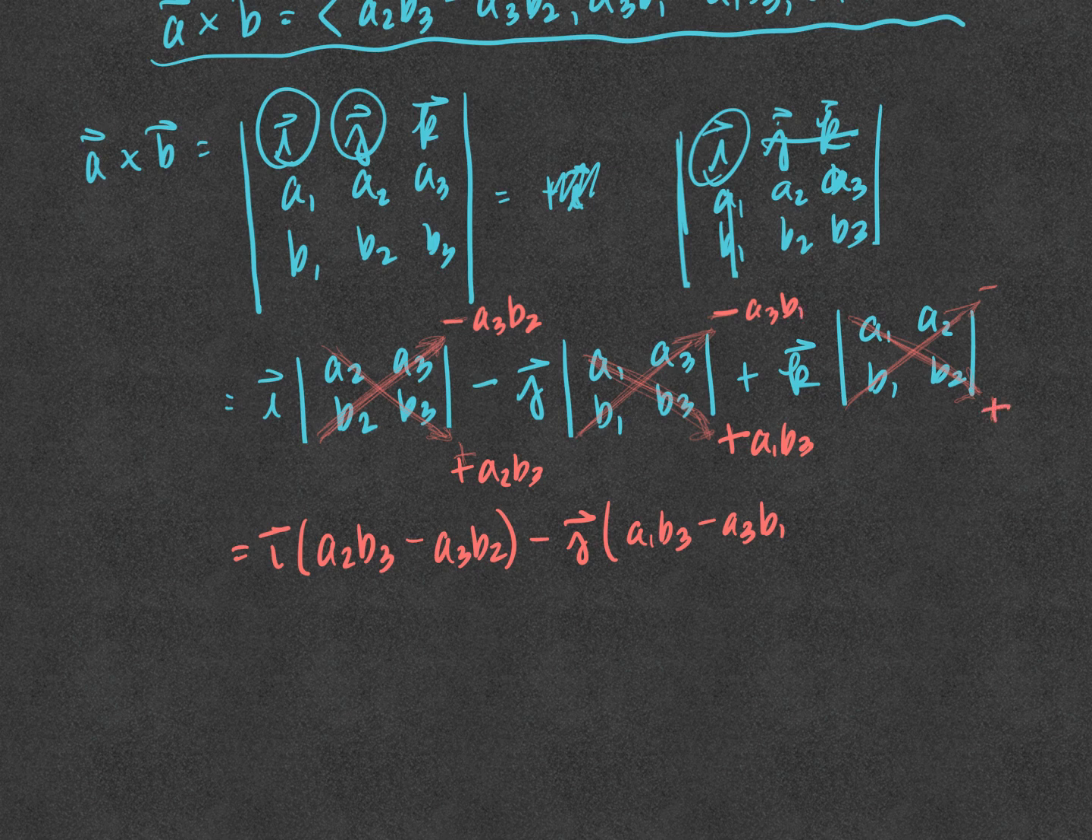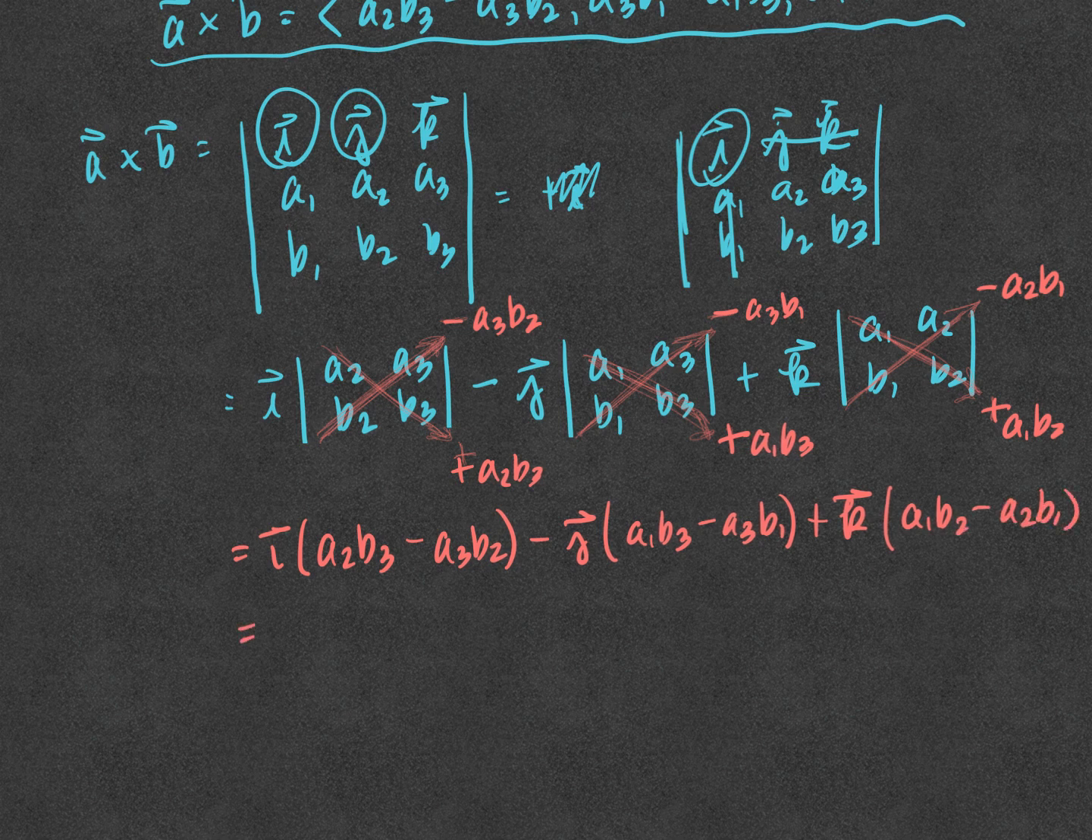And on the last, let's put plus vector K. When we follow the down diagonal, we have A1, B2. When we follow the up diagonal, we have A2, B1. So we have parentheses A1B2 minus A2B1.